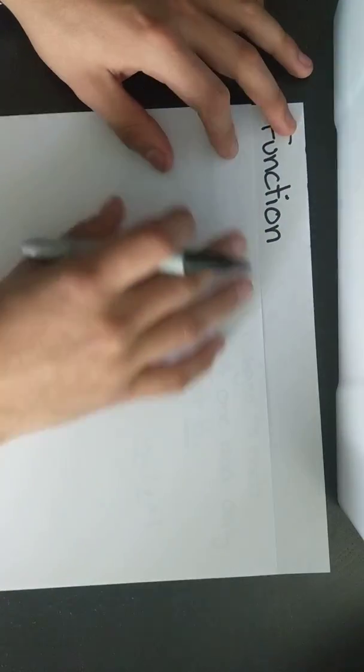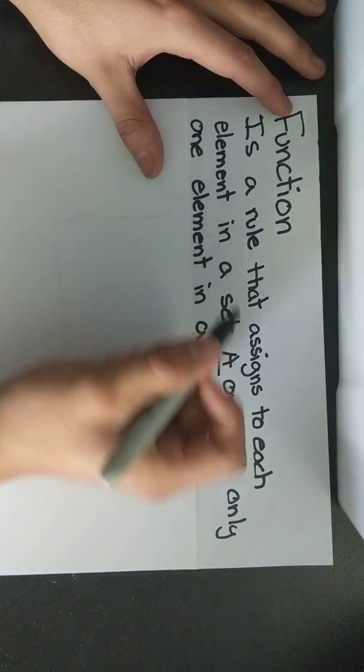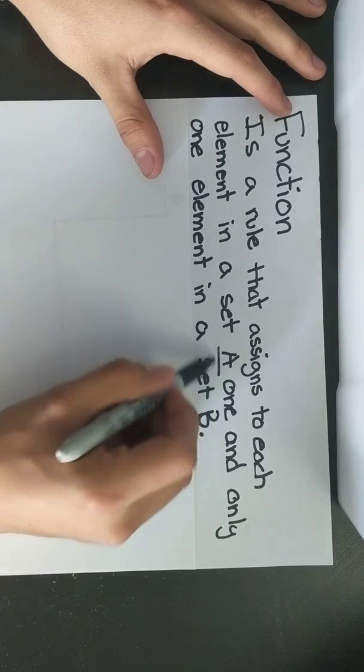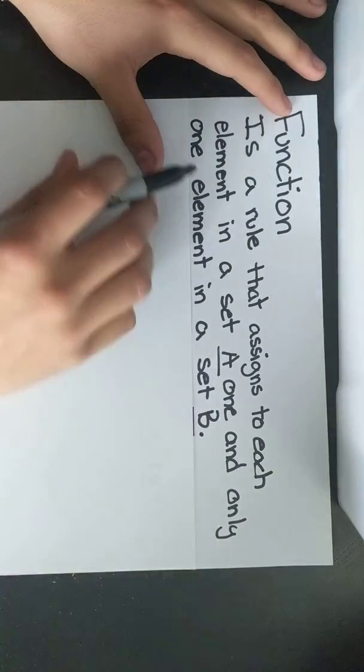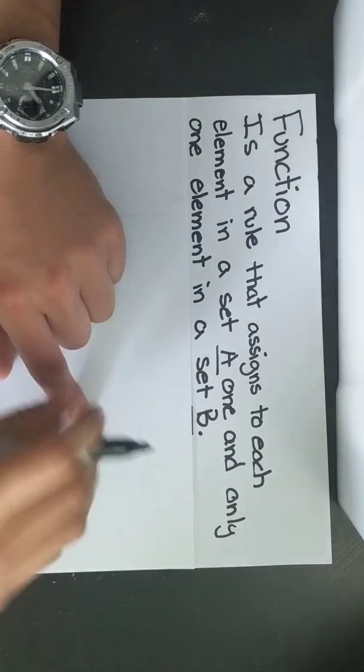Hey guys, welcome. So we're going to be going over functions, just in general, very simple functions. So what is a function, right? I have the definition right here. A function is a rule that assigns to each element in a set A, so A is our first set, one and only one element in set B. So set B is our second set, right?